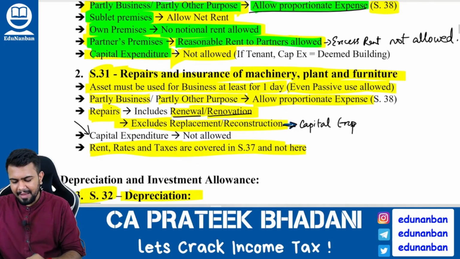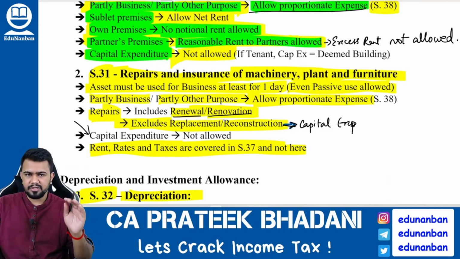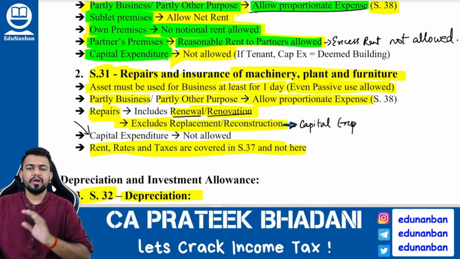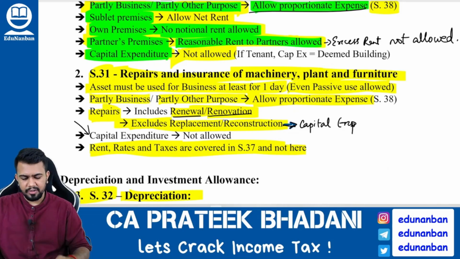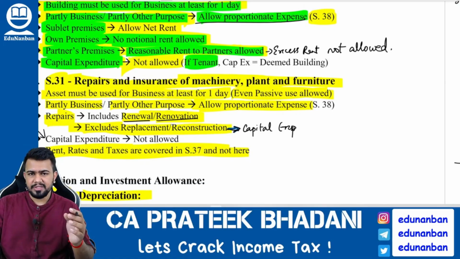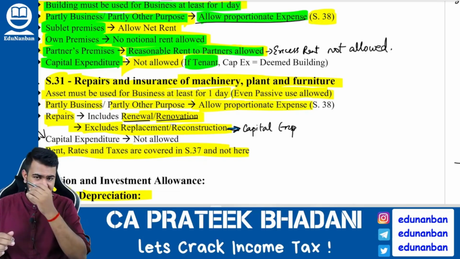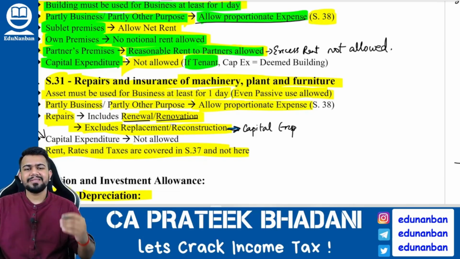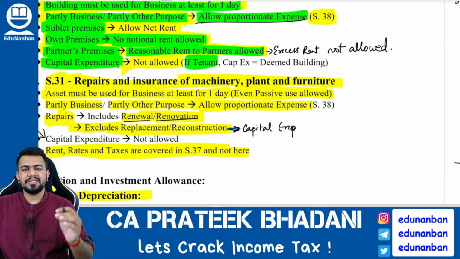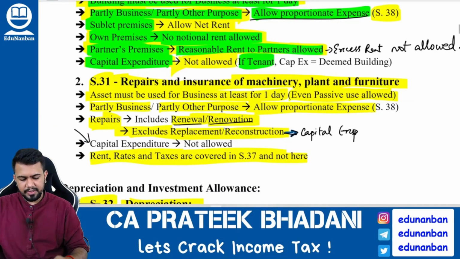Next, if a capital expenditure is incurred, then increase the capital expenditure in the cost of the asset and claim the depreciation on the enhanced cost. You cannot directly claim it as deduction. You get my point? However, if a tenant is making capital expenditure, he cannot claim deduction, correct? Then what to do? If a tenant is making a capital expenditure, that capital expenditure will be considered as deemed building, and on such deemed building he can claim depreciation. Okay, as usual. You get my point?